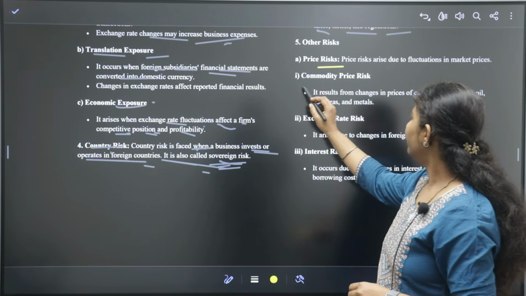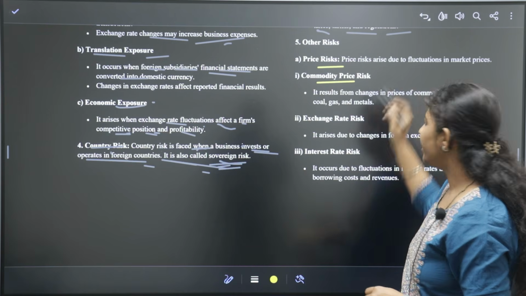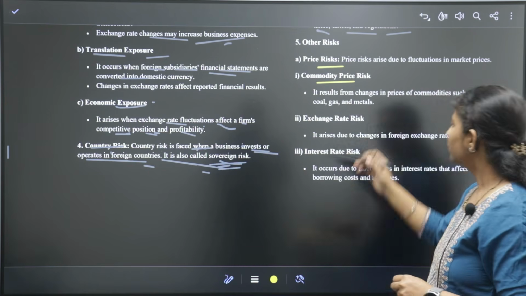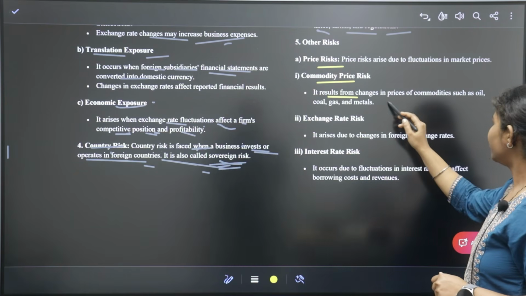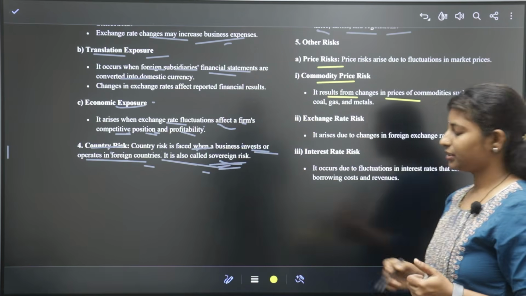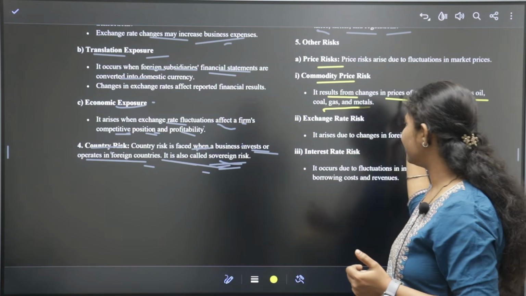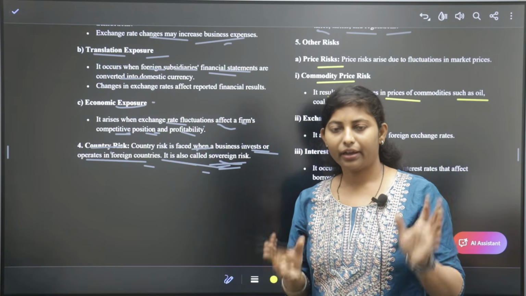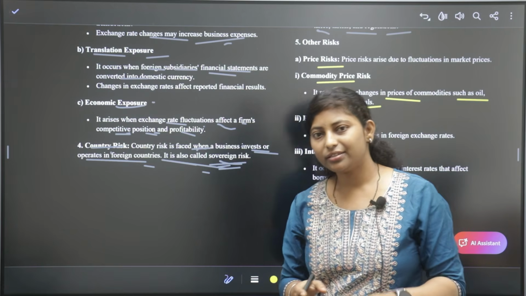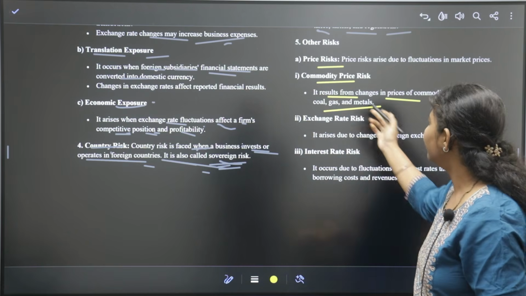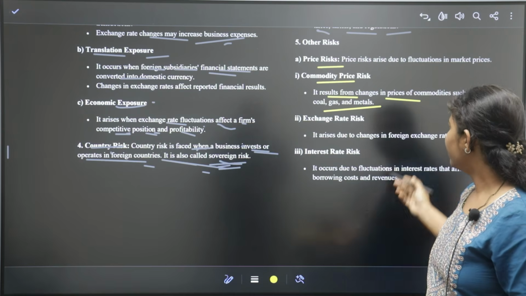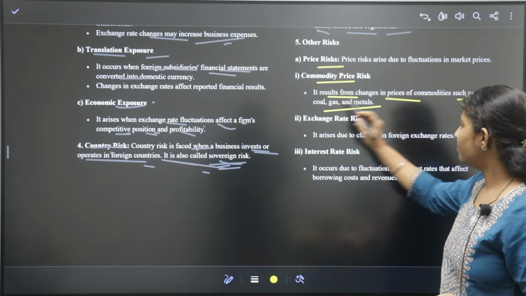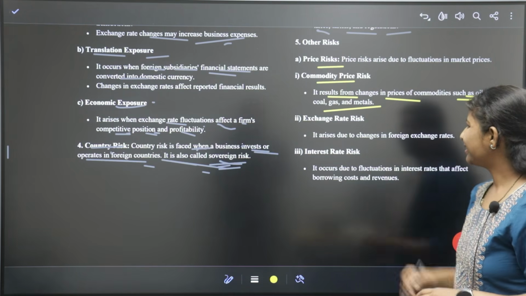Next, under price risk, we have commodity price risk. It results from change in price of commodities such as oil, coal, gas and metal. There may be changes, there may be decreases because the economic condition goes down and these values decrease, and you will have commodity price risk. So examples of commodities are oil, coal, gas and metals.